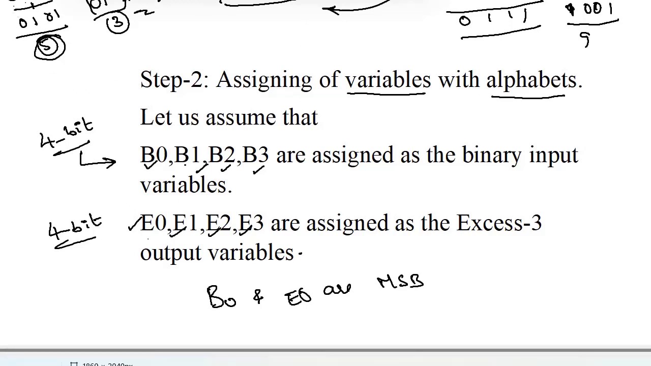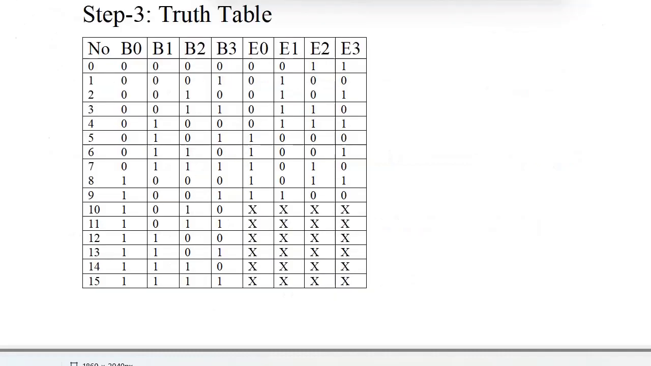Now coming to the third step. Step 3 is the truth table. By using the truth table, we can obtain the expression values for the output variables. E0, E1, E2, E3 are my output variables. So I am getting the truth table.